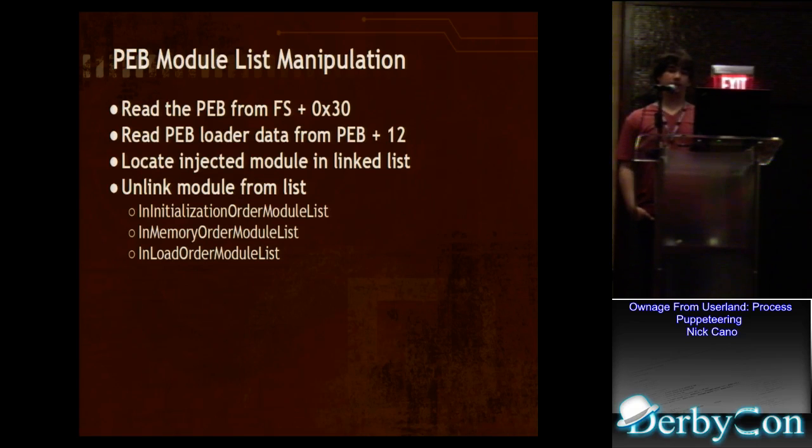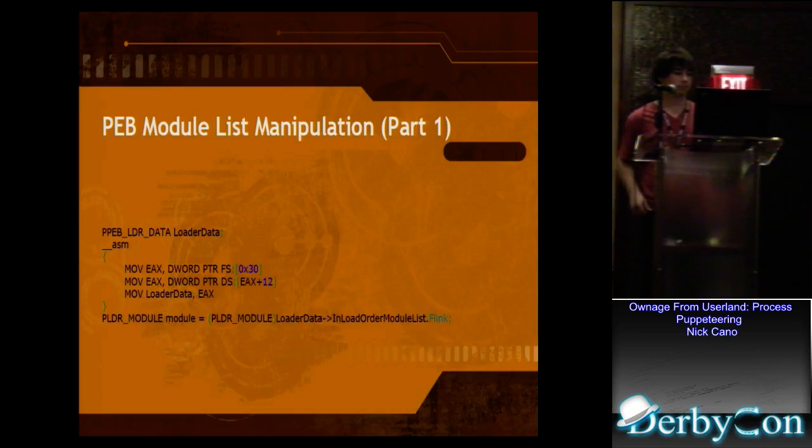Now you have 3 linked lists that store the different modules. You're going to have the initialization order, the memory order, and the load order. You can loop through one of them because it's actually one node with 3 different front and back pointers. So once you find it in one list, you can just unlink it from all of them and get out of there. So go ahead, grab the process environment block.